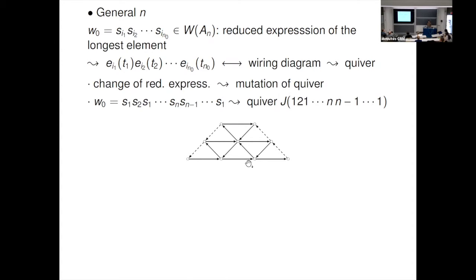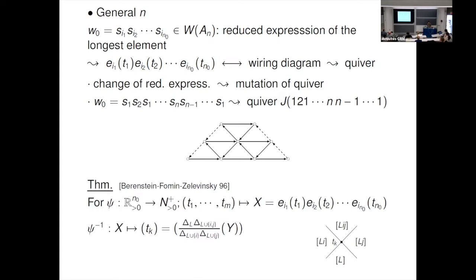So in this way, we get the quiver. And for general n, the result of Bernstein, Fomin, Zelevinsky is as follows. We have a map from elementary matrices to upper triangle matrix given by this formula. Then its inverse is given by Chamber Ansatz, actually.